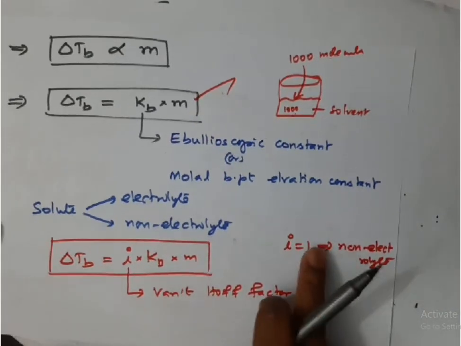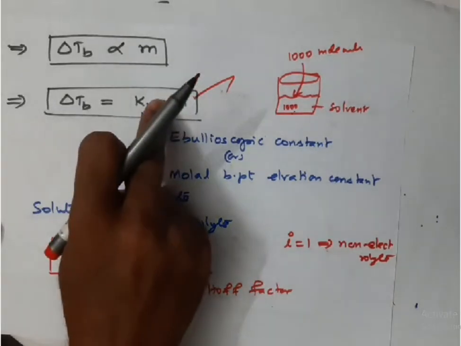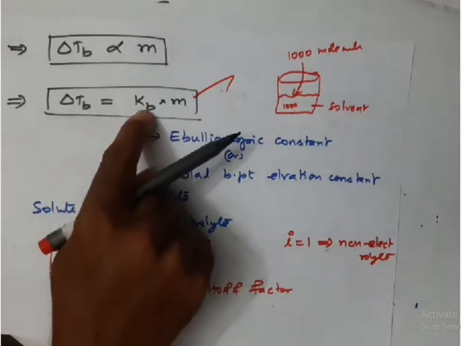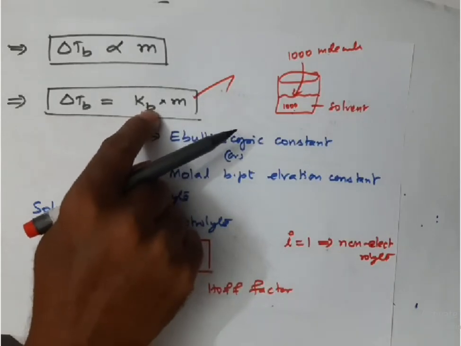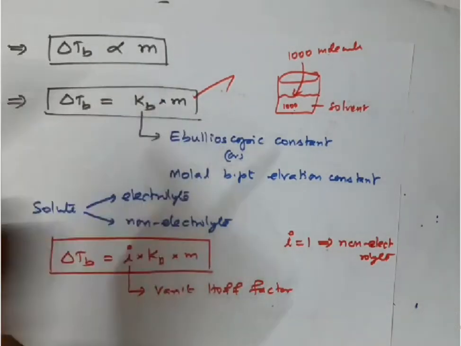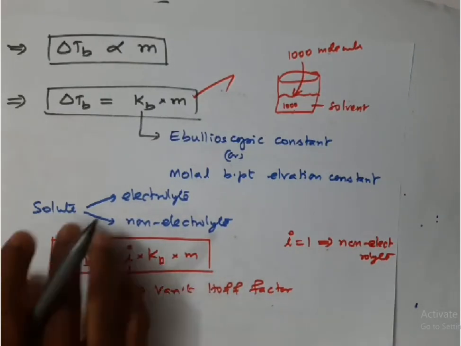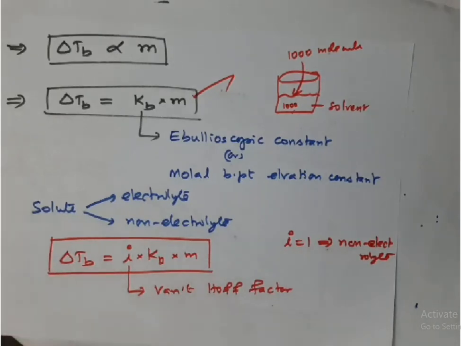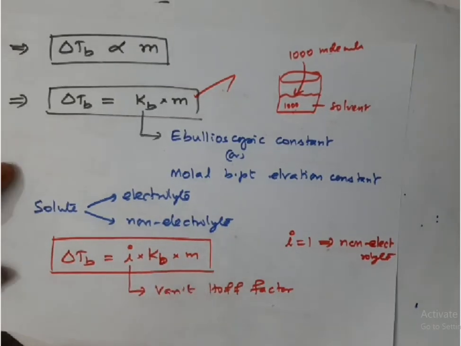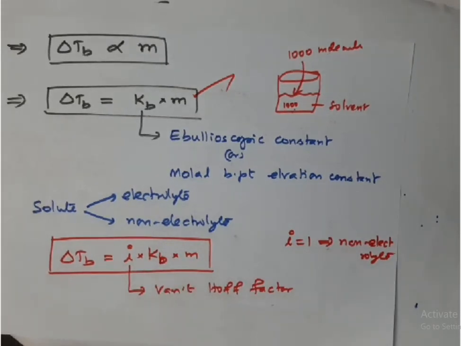For non-electrolyte, i is equal to 1. If I put i equal to 1, I will get the same expression. But this expression is not applicable for electrolyte. This is applicable only for non-electrolyte. That is why we are including this i. So if you include this i, you will get the full expression for delta TB. Delta TB equal to i into Kb into m. Kb is an Ebullioscopic constant. Okay, take note. Kb is an Ebullioscopic constant, and Kb is a constant for a given solvent.